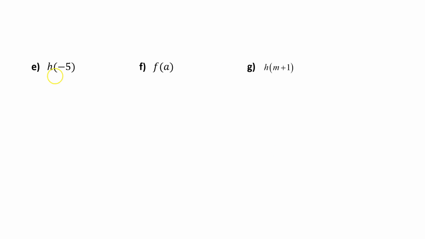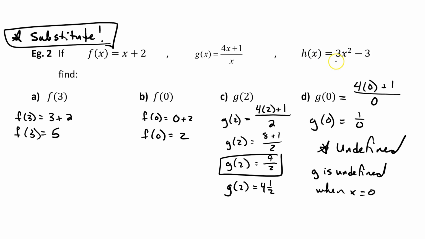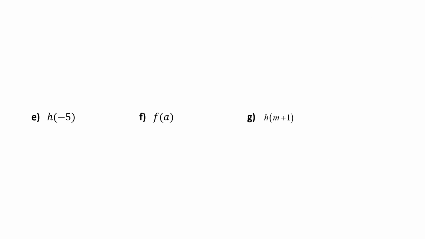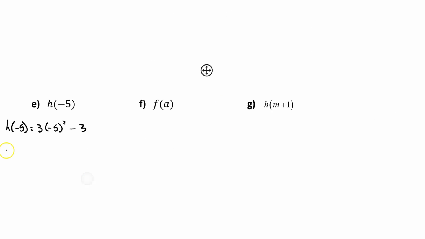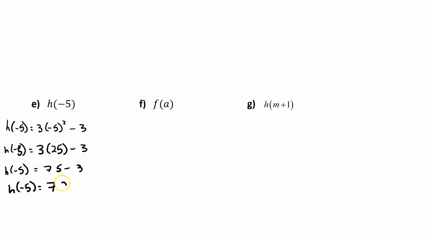What about this one here? H at -5. Let's just remind ourselves what h is. Okay, h of x is 3x squared minus 3. So h at -5 is going to be 3 times (-5) squared minus 3. Remember to do exponents first. 3 times (-5) squared is 3 times 25, which is 75, minus 3. Finally, h at -5 is going to be 72. Done.